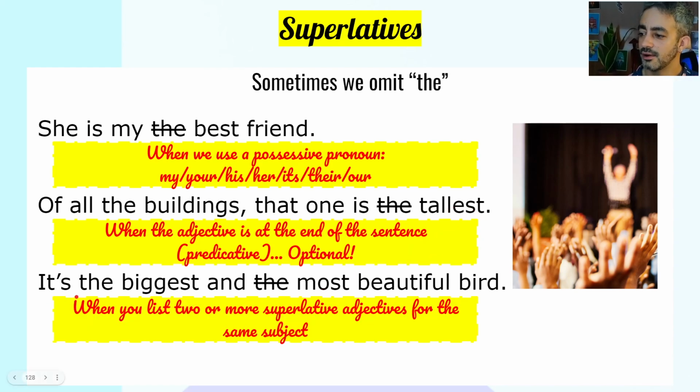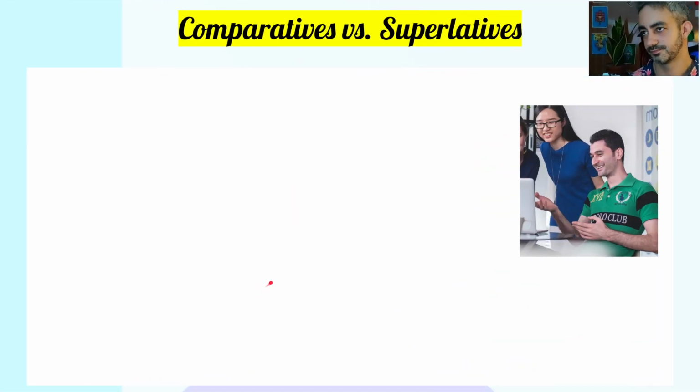And finally, when you list 2 or more superlative adjectives for the same subject, it's the biggest and most beautiful bird. We have 2 adjectives here, the biggest and the most beautiful. Then you don't need to repeat the. Again, you can repeat it, but maybe it sounds a bit unnatural.